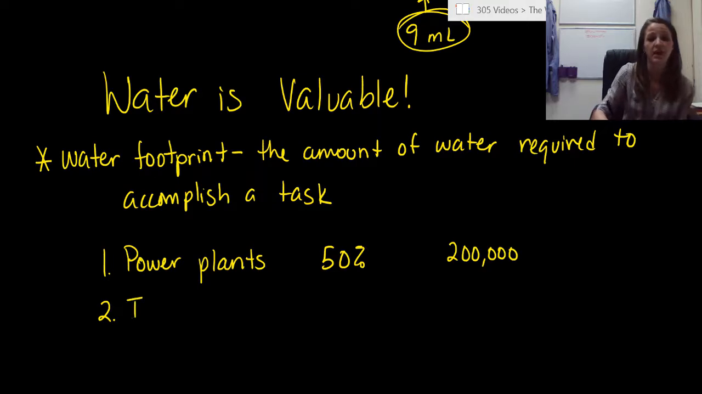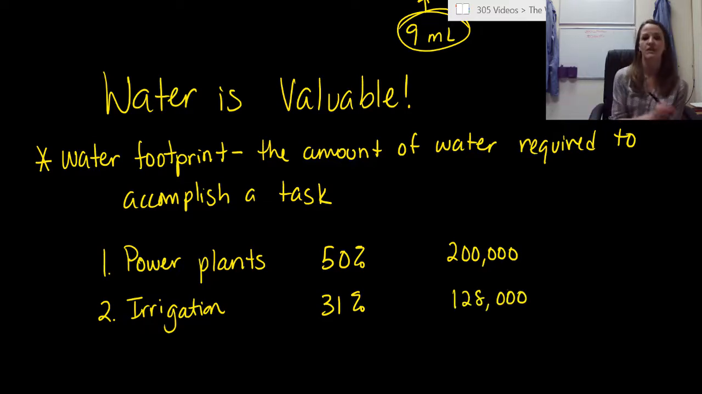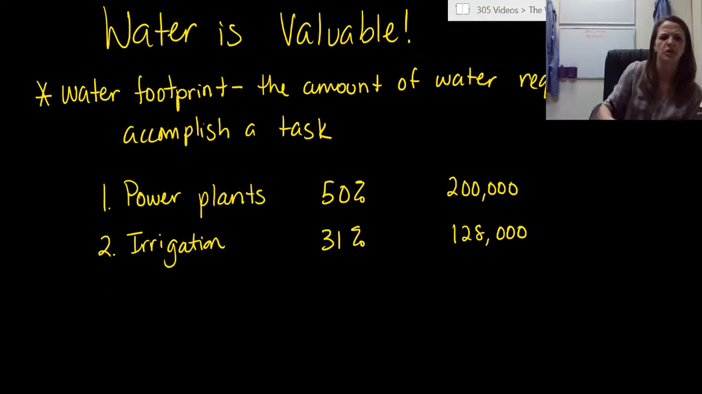The second one is irrigation, which makes sense. You absolutely need water in order to have proper irrigation. And that accounts for about 31% of our water usage. And that's because it requires about 128,000 million gallons of water per day in order to have proper irrigation. Okay, and then again, this is a global average.